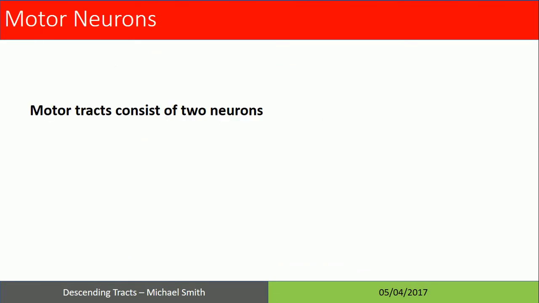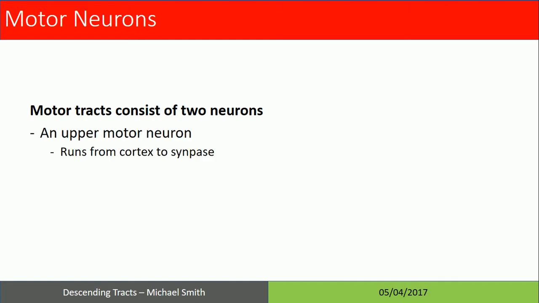So motor neurons can be split into two parts, and a motor tract has these two neurons. First, we have an upper motor neuron, which runs from your cortex in your brain down to the point of the first synapse, which is variable, and then you have a lower motor neuron, which runs from your synapse down to the muscle. So there's a helpful mnemonic for working out if an injury to a muscle is in an upper or lower motor neuron, and that's the reason that the muscle is not working.